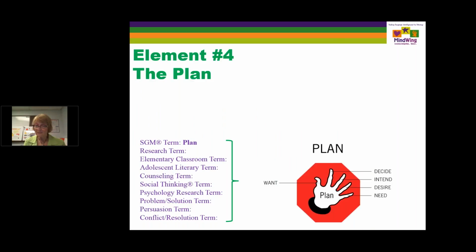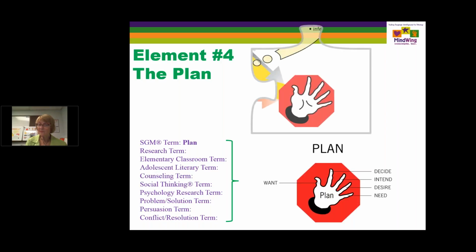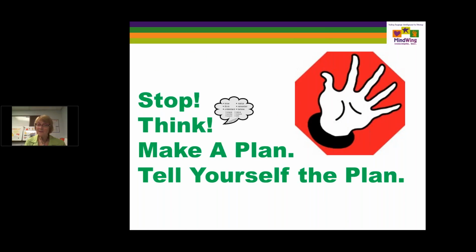Element 4 is the plan. And the plan, remember, is signaled by a stop sign with a hand. To stop, think, and make a plan. Just watch, look at all of the words for planning. Want, decide, intend, desire, and need. All of those words cross the disciplines. That's the fourth component. Stop, think, make a plan, and tell yourself the plan.